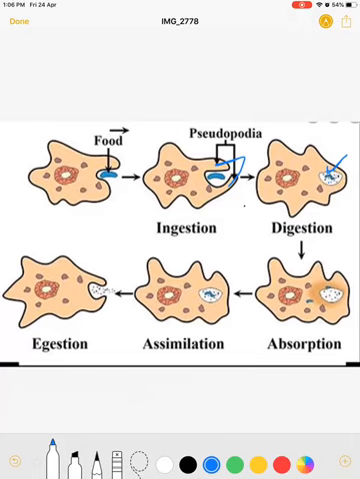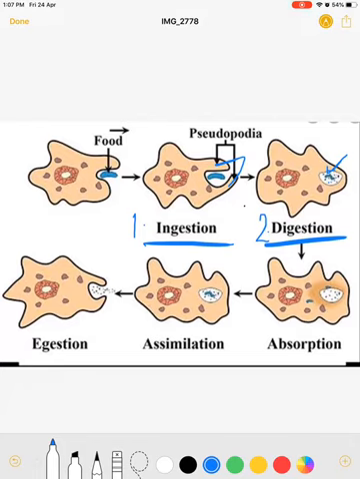Now what is this process? This is ingestion, the number one process, which resembles our process. We take the food and put it in our mouth, taking it into our body. So this is a similar step, ingestion. Now in the second step, there is digestion of that food particle in amoeba. Similarly, we digest the food which we have taken through our mouth. It goes to the stomach, small intestine, and large intestine, where digestion, absorption and assimilation of the food occur.